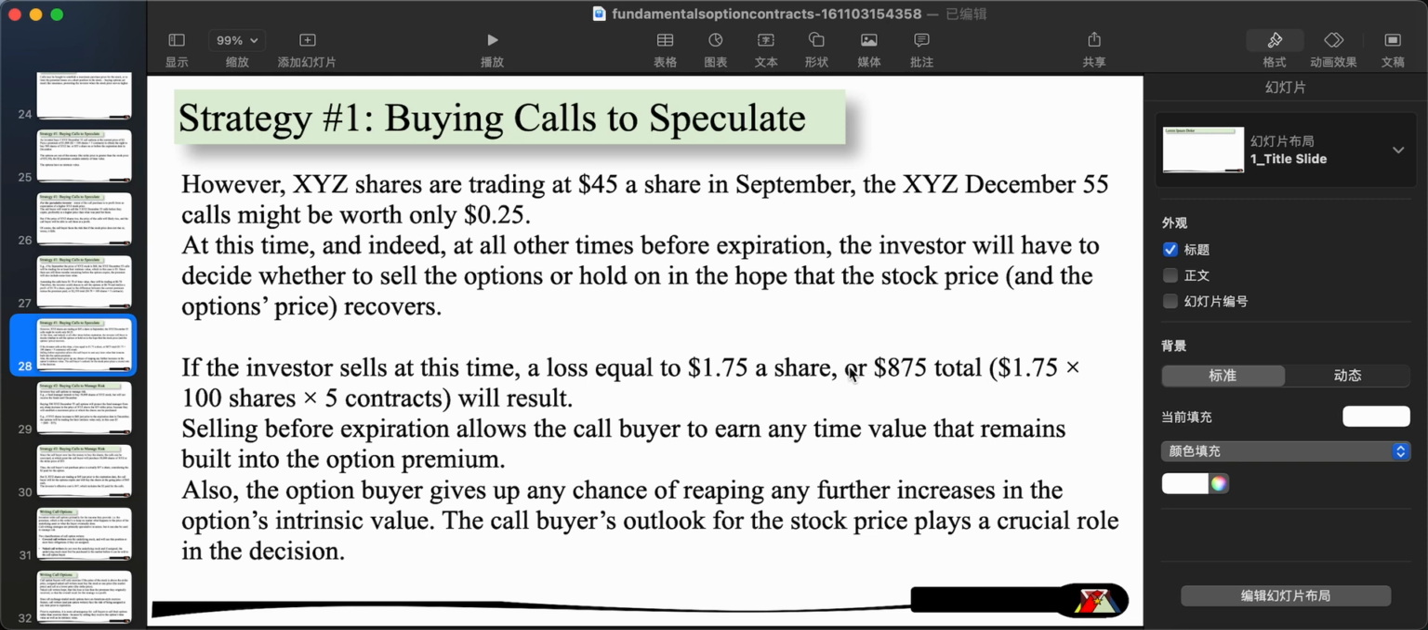Selling before expiration allows the call buyer to earn any time value that remains built into the option premium. Also, the option buyer gives up any chance of reaping any further increases in the option's intrinsic value. The call buyer's outlook for the stock price plays a crucial role in the decision.